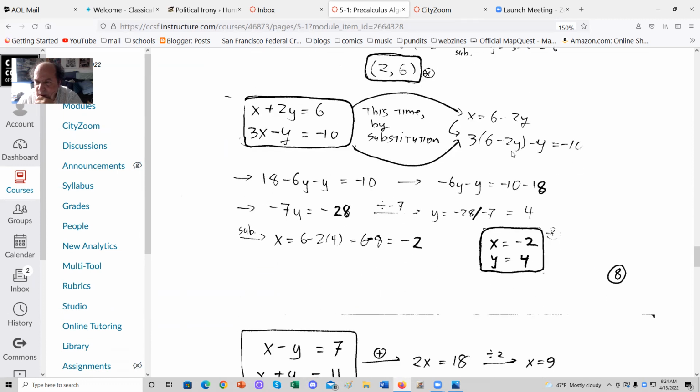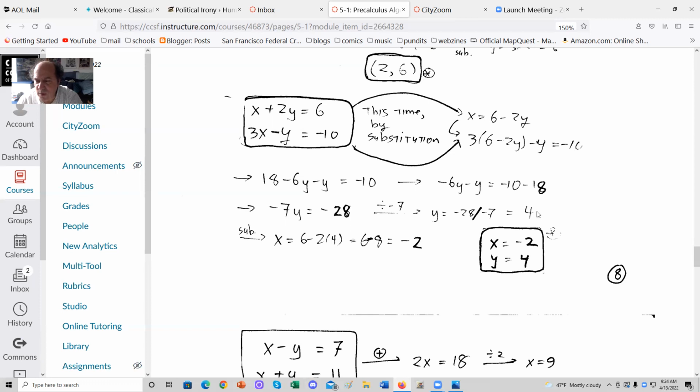First, distribute the 3. 18 minus 6y minus y equals negative 10. Transpose the 18. Negative 6y minus y equals negative 10 minus 18. So simplifying, negative 7y equals negative 28. So far, so good. Divide both sides by negative 7. y equals negative 28 over negative 7, which equals 4.